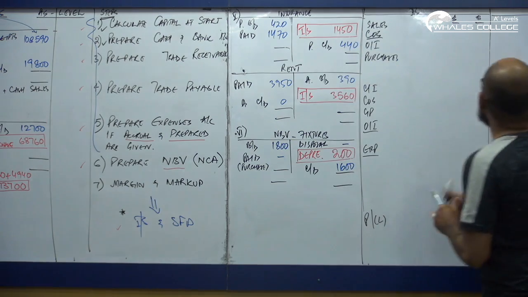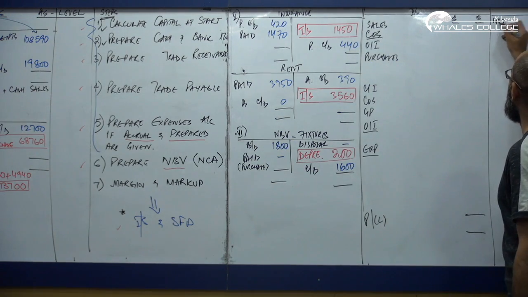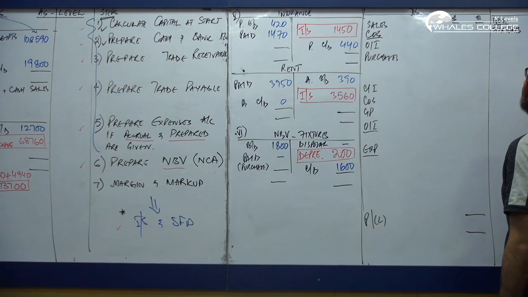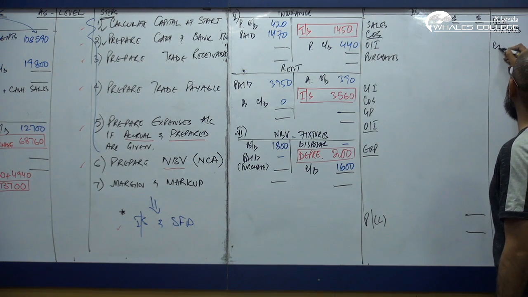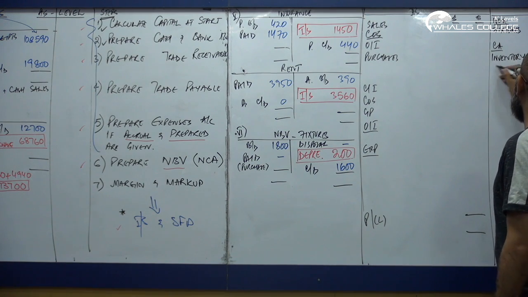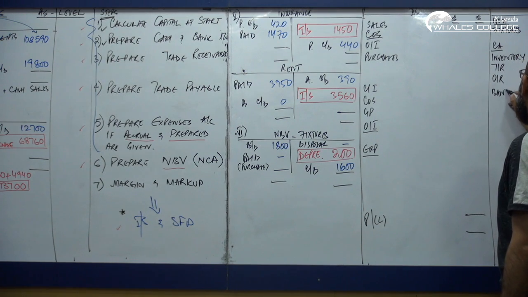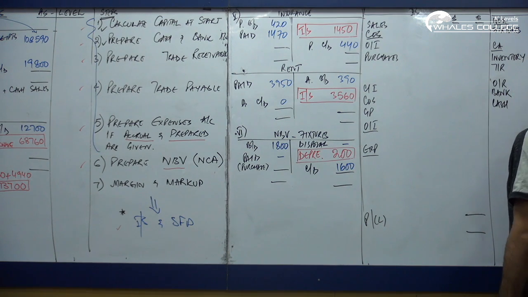In the SFP, of course, the non-current asset, there is only one we have already seen, which is fixtures. In the current assets, we have inventory, trade receivable, other receivables, bank. There may be an allowance, so we may give the space of a line, bank or cash. So that is the complete set of the format.